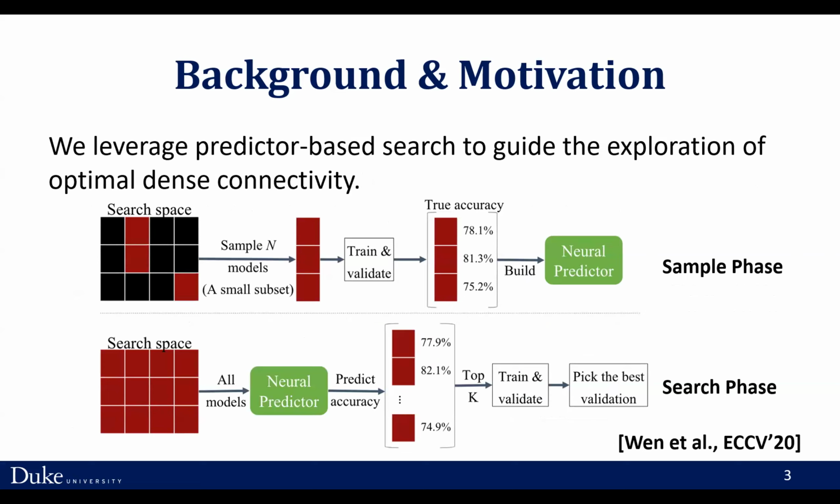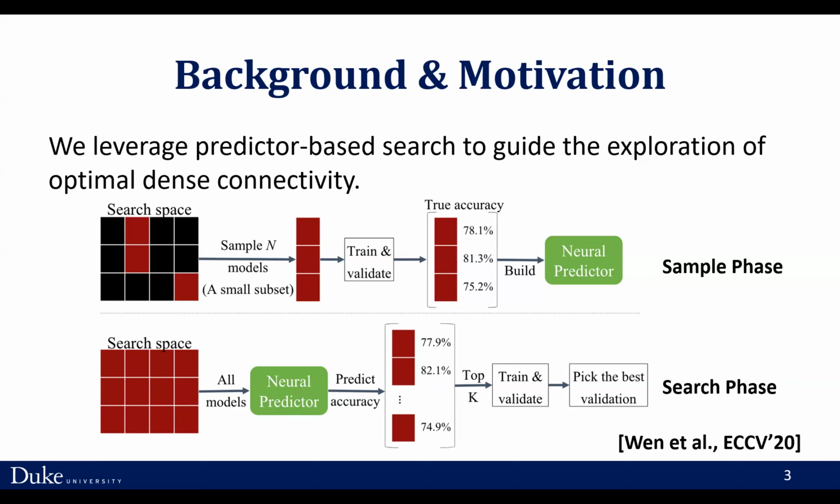So our approach is based upon the predictor-based search, and let's first revisit the predictor search mechanism. The predictor-based search algorithm has two phases. The first phase is that we sample different architectures to map the architectures to performance using a predictor, and then we use the predictor as a surrogate model to probe the whole search space and to identify the best architecture.